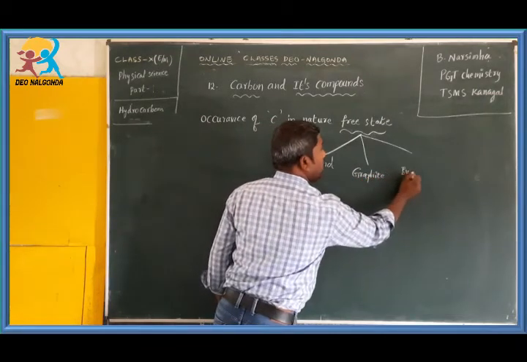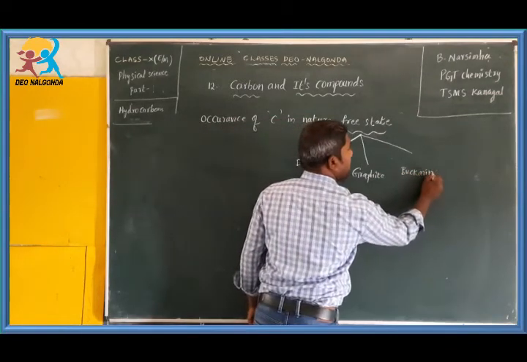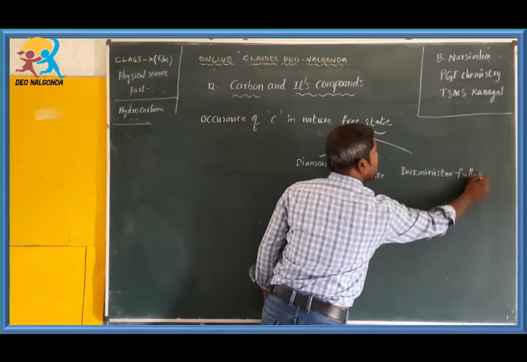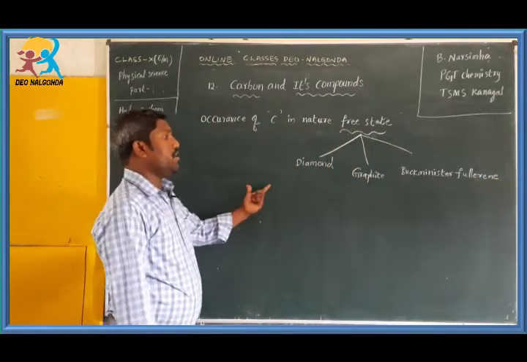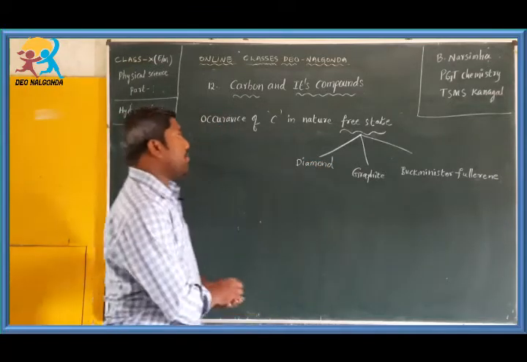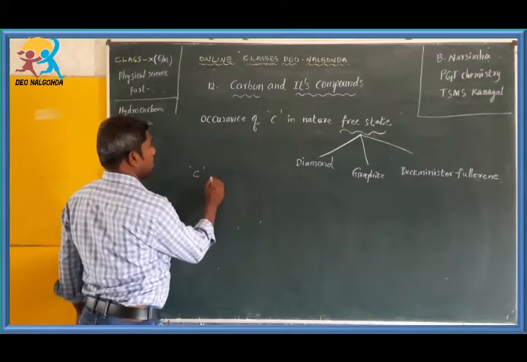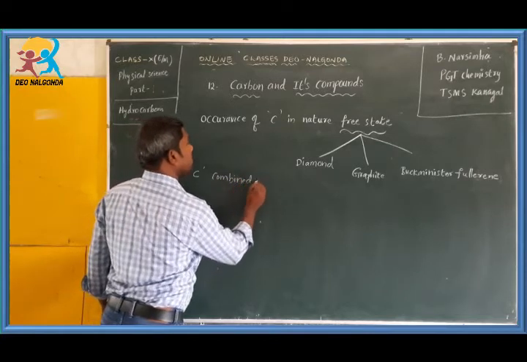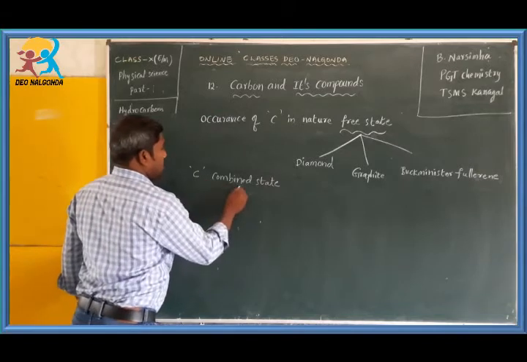Buckminster fullerene. What are fullerenes? Diamond, graphite, Buckminster fullerene are carbon in the free state. Next, carbon in the combined state, the combination of carbon. There are 5 further classifications.